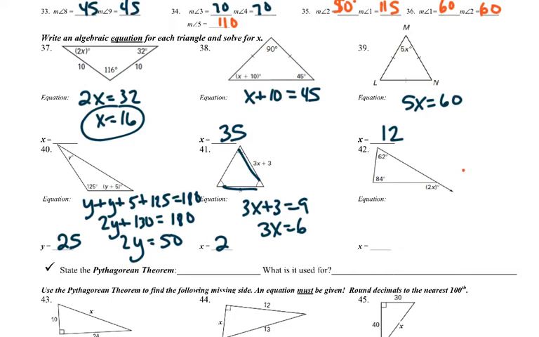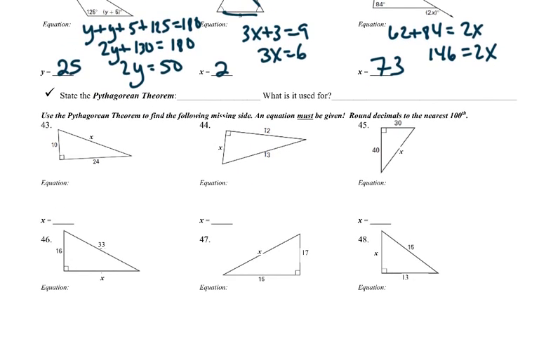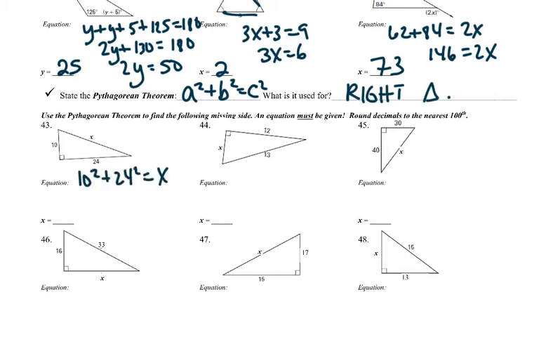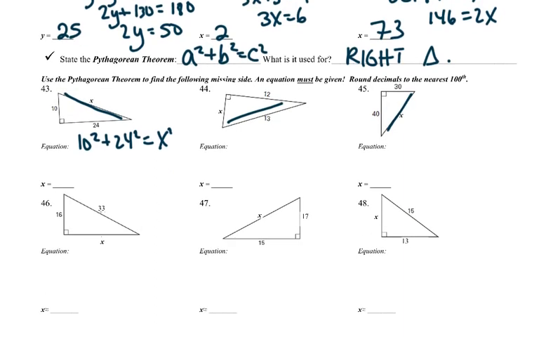And here, the sum of the remote interior, so those two, 62 plus 84, is going to add up to 2x. Or 146 equals 2x, so x is 73. The next one here is about the Pythagorean Theorem. A squared plus b squared equals c squared. It's only used for our right triangles. So we have 10 squared plus 24 squared equals x squared. You want to make sure that you're always setting it equal to the c squared.